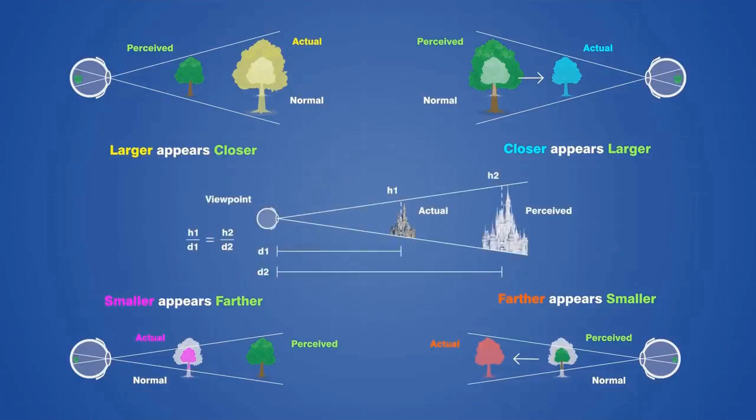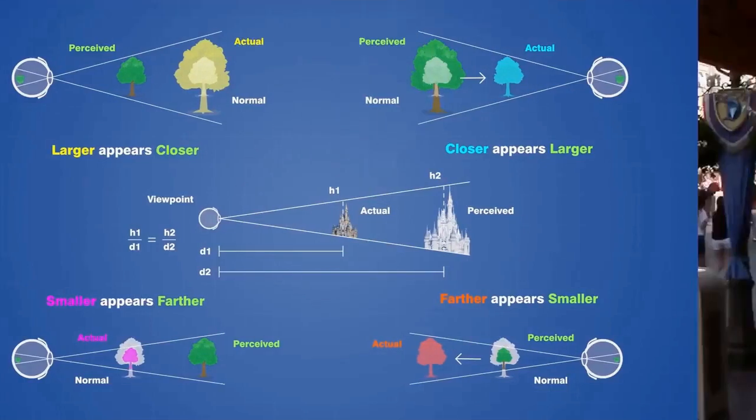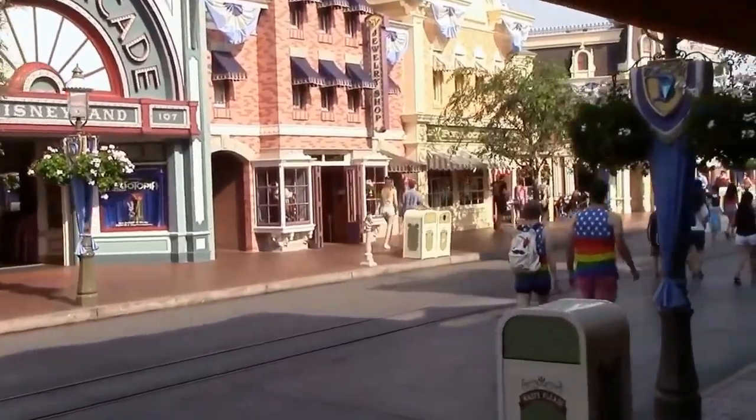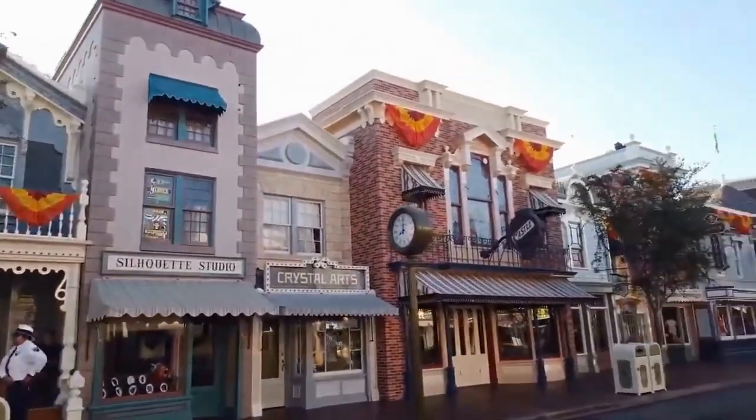As long as the difference between the actual and perceived scale is subtle enough, then this trick alone can be enough to make our brain think that it is real, even when all our other methods of depth perception tell us otherwise. A classic example is Main Street USA at Disneyland in California, where forced perspective has been used to make the buildings appear taller.